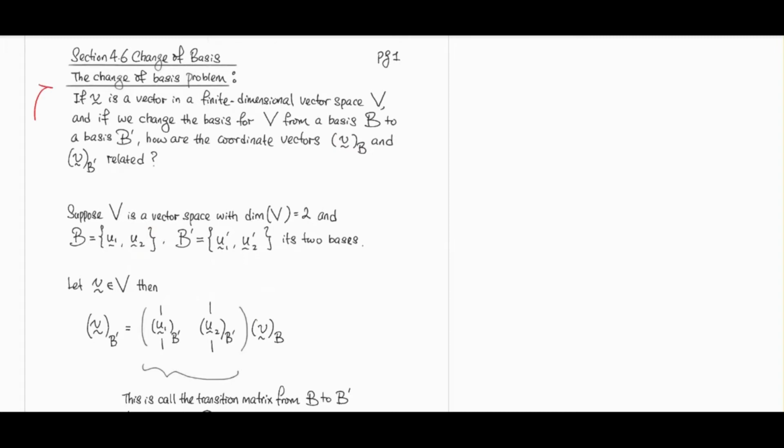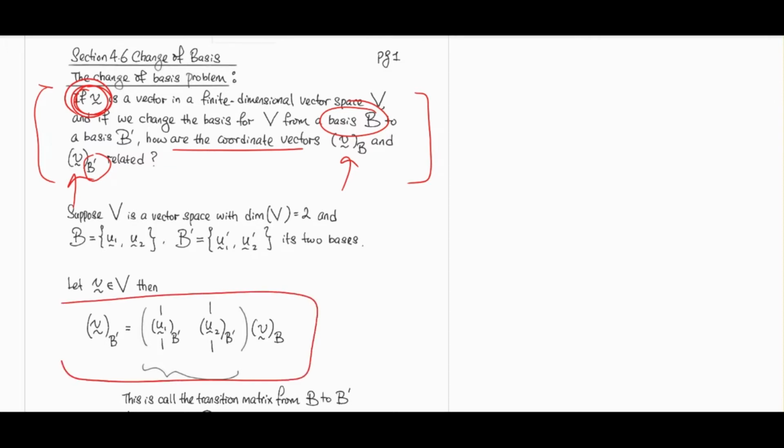So as mentioned, the central problem for this section is you have a vector v, which is coming from this finite dimensional vector space. And for this vector space, you have basis B and you have another basis B prime. If you write the coordinates of this vector v relative to B, and you also write the coordinates of this vector v relative to the basis B prime, how are these two coordinate vectors related? That's the central problem that we're going to investigate in this video. And the relationship between these two coordinate vectors is actually given by an equation that looks like this.